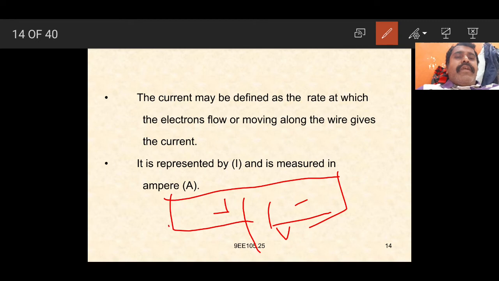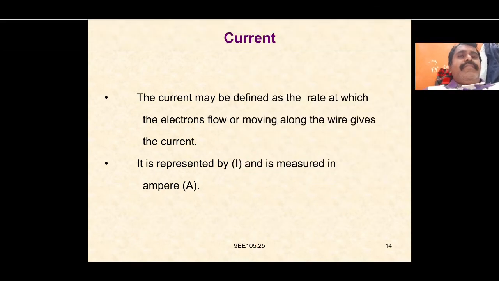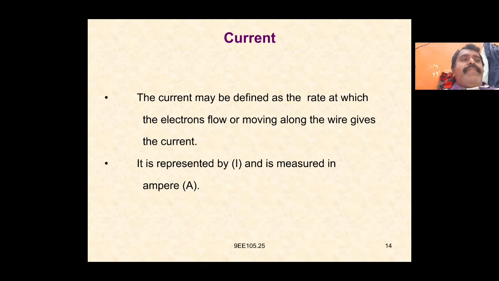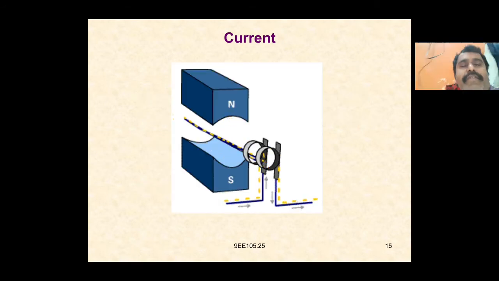Here the current flows by applying the voltage. The electrons are extracted all along the length of the conductor. It is represented by the letter I and it is measured in amperes. Again, we are determining the current here.